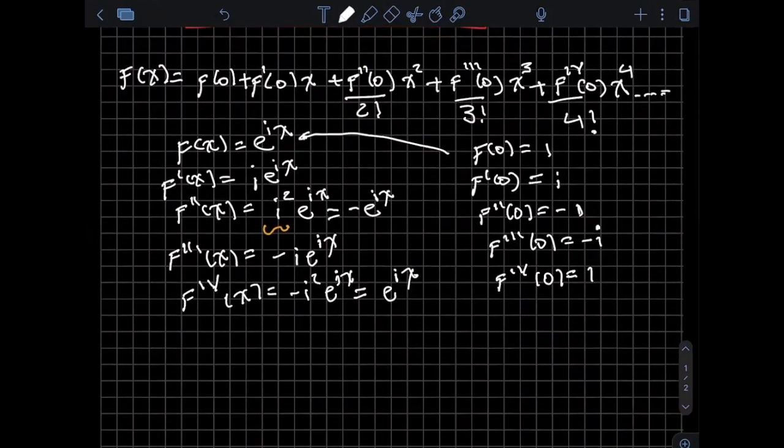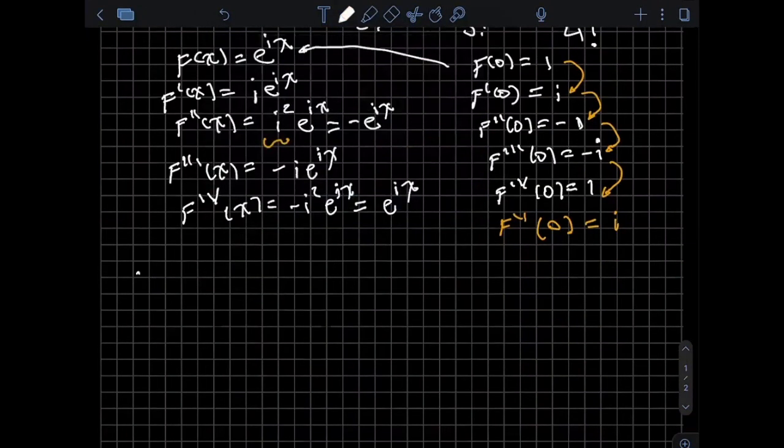Now you can see that the reason I'm going until the fourth prime or the fourth derivative is because it cycles at that point. You can see that we had 1 at first, and then we get i, then we get -1, negative i, and back to 1. So you can see that f fifth prime of 0 will be i.